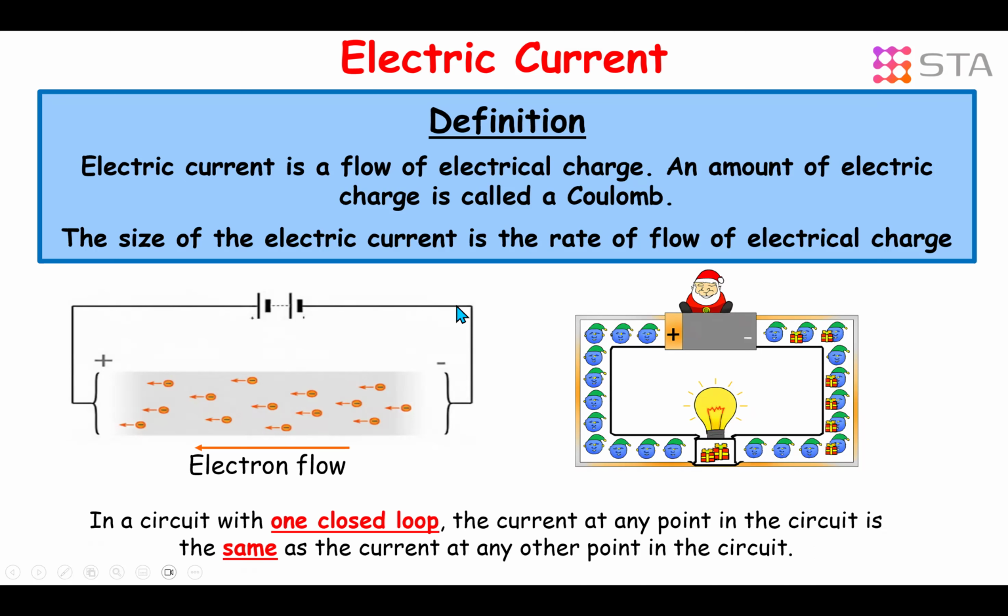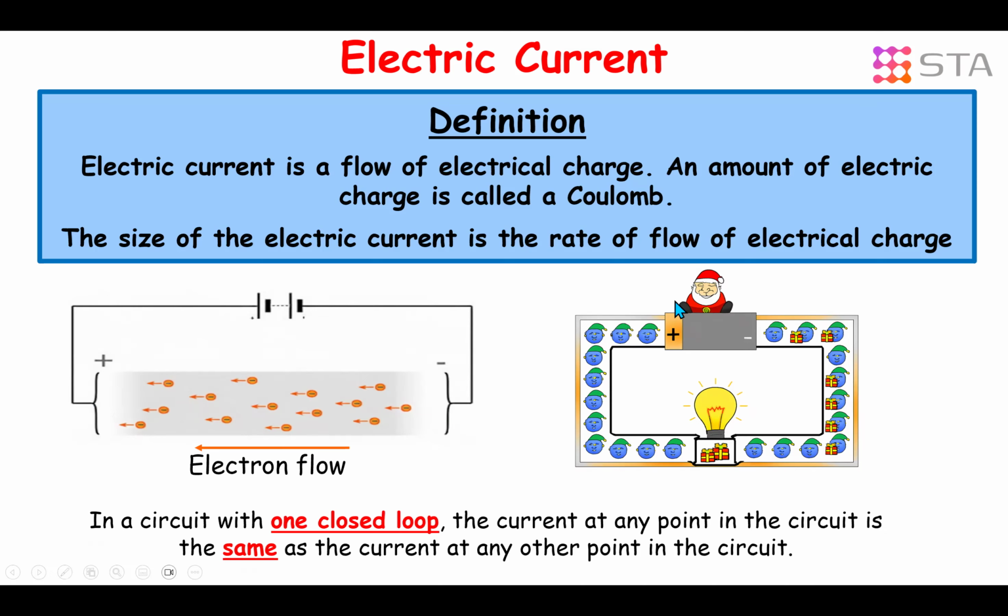Now, the charges make up an electric current. So the more charges that are flowing in a second past a certain point, the higher the electric current. So the electric current is made up of electrons or charges that are flowing. And of course, we're going to build up on that even further.